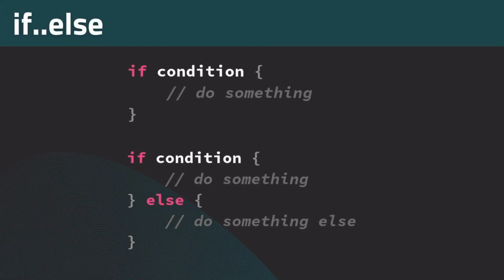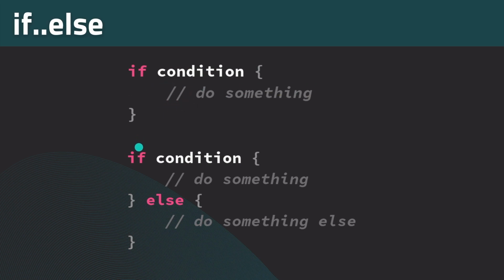So this is what an if and an if-else looks like. We have the if keyword, and then some kind of condition. The condition must evaluate to either true or false. If it's true, code will be executed inside this block. And so you can do whatever you want in here.